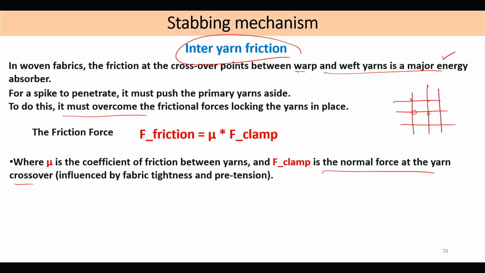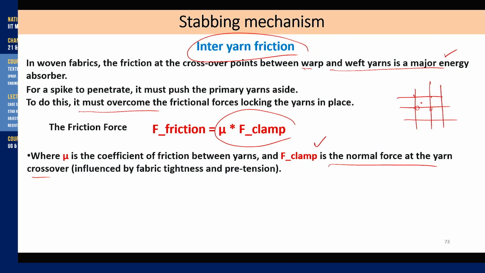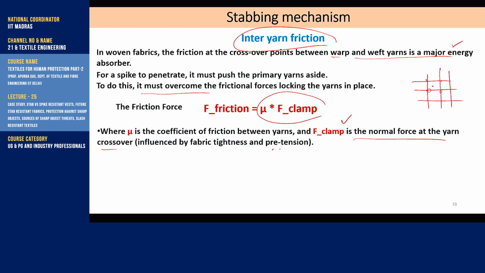So, here whatever normal force is applied during the penetration is the F clamp, and this F clamp can be manipulated by changing the fabric tightness. If we increase the tightness, the F clamp will increase, so this frictional force will increase, and also by pretension. If we have higher pretension, this normal force between the yarns will increase.